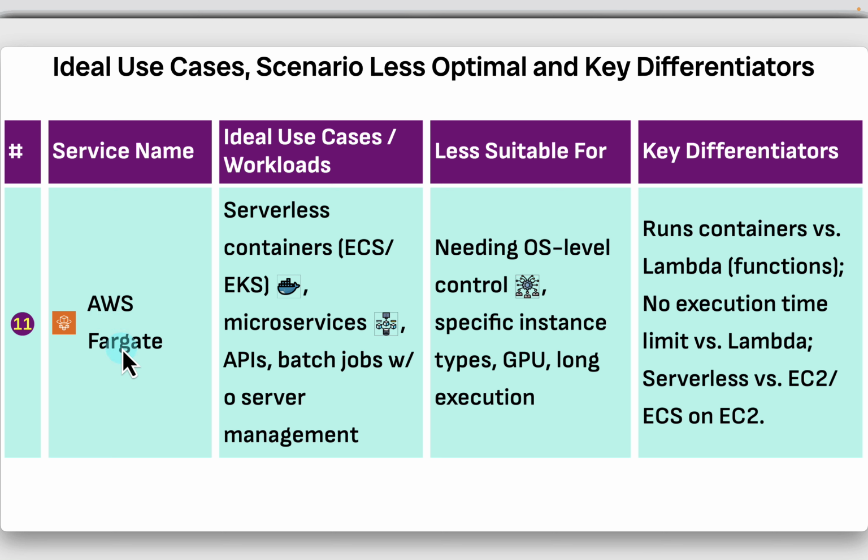Next, AWS Fargate. Ideal use cases are serverless containers that run on ECS and EKS, microservices, APIs, and batch jobs without server management. It is less suitable if you need operating system level control, specific instance types, GPU, or long execution. Key differentiators are it runs containers versus Lambda, which runs functions, no execution time limit versus Lambda, which has an execution time limit, and serverless versus EC2 and ECS on EC2.